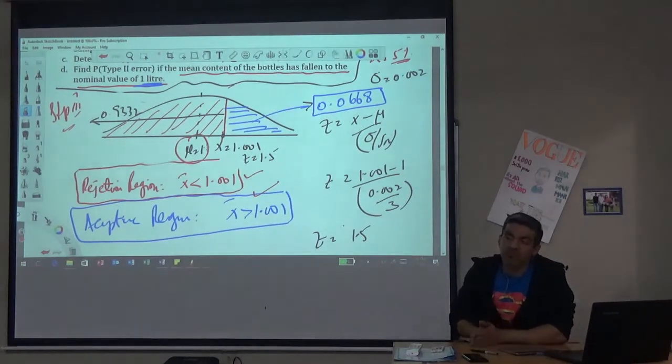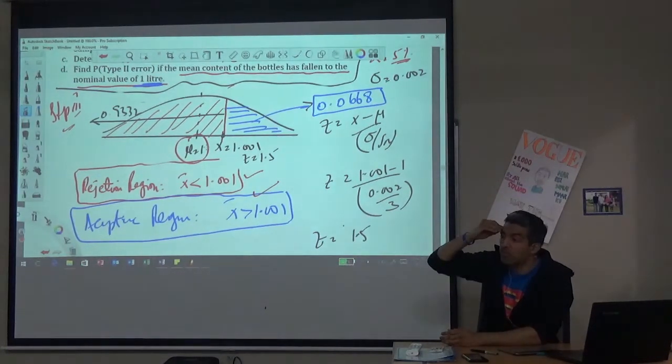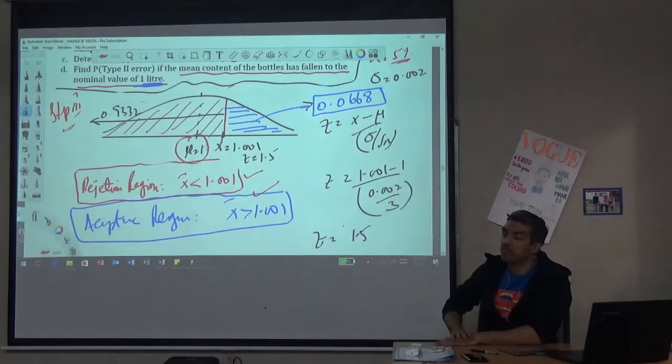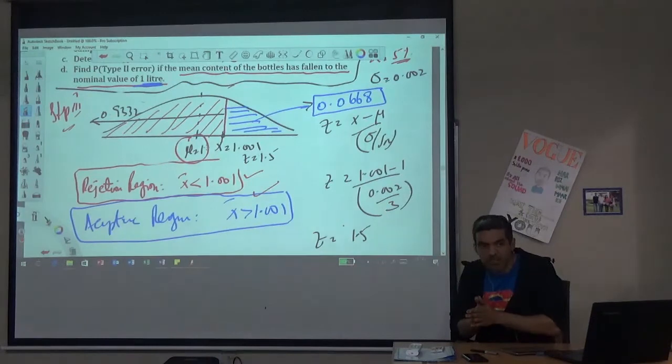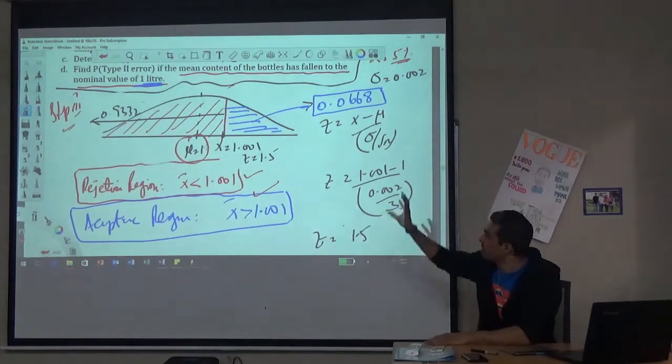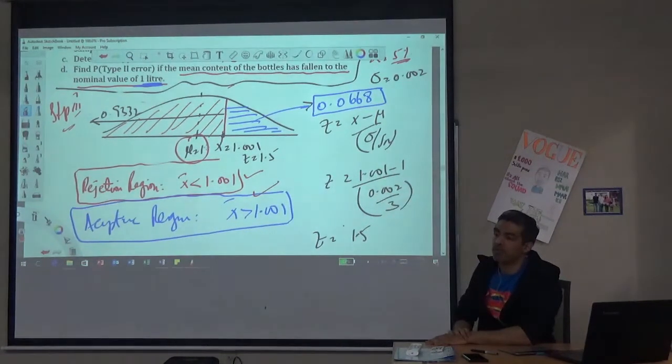The whole idea of type 2 error is that you have accepted a wrong null hypothesis. That means the actual value of the hypothesis is something else. You based your calculation on 1.002. Actually, it's not 1.002, and you ended up accepting it as well. So, the examiner will give you the actual value, because unless you have the actual value, you cannot reposition your acceptance region, and you cannot calculate the probability of that.